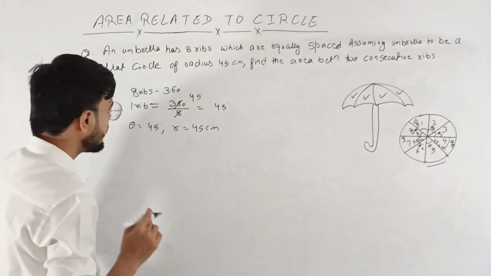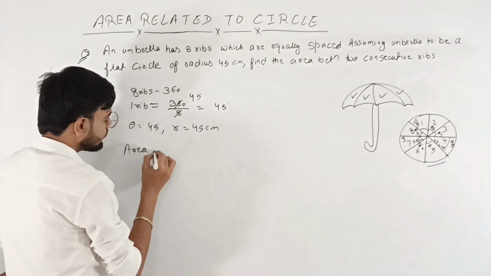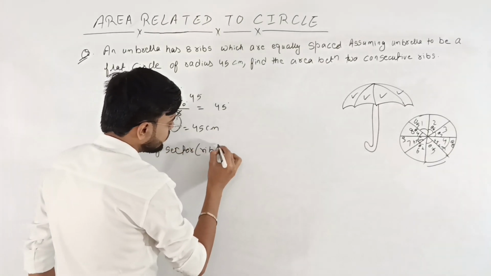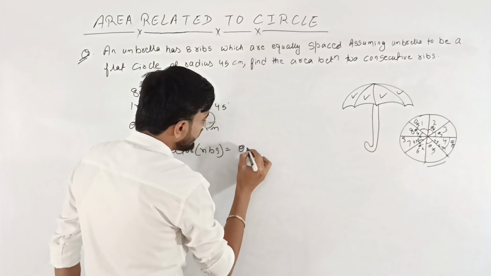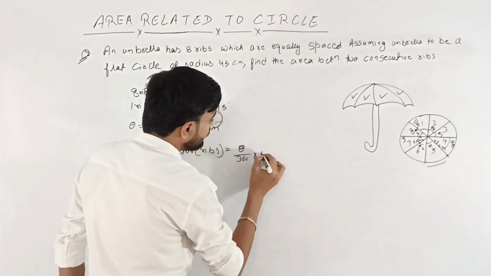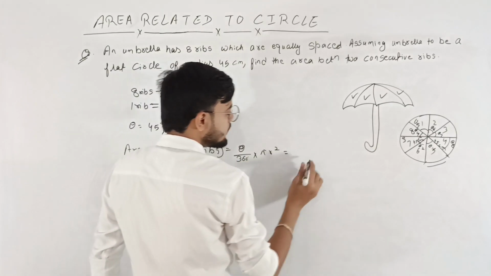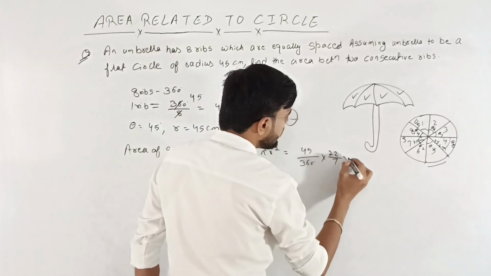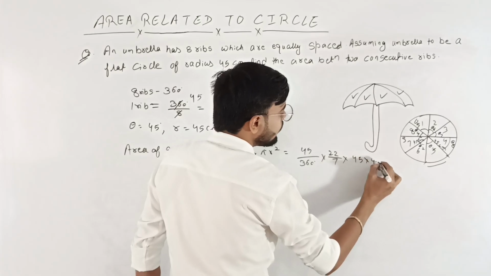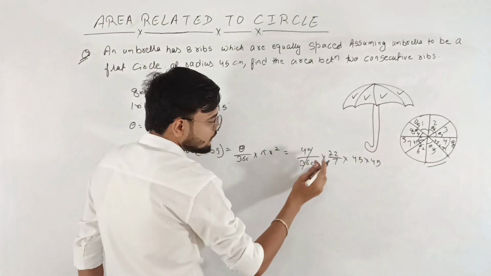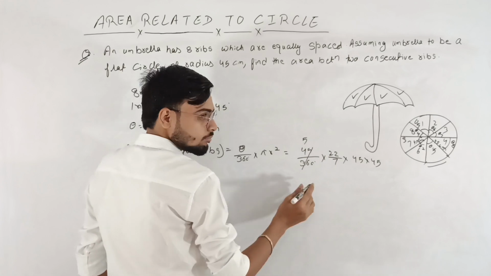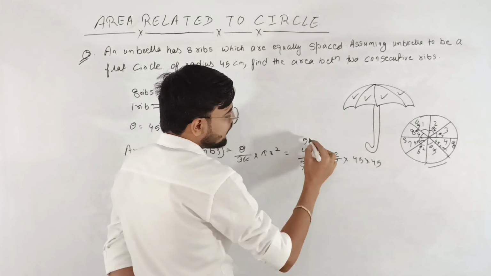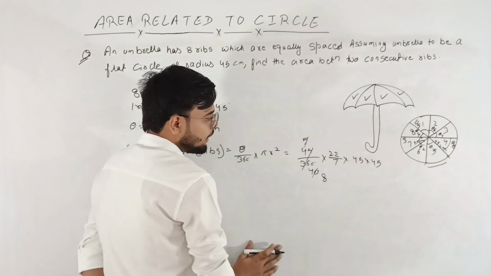Now we have to find the area. So what is the area of a sector? Theta upon 360 degree into pi r square. Now theta is 45 upon 360 degree into pi, 22 by 7, into r square. This is 45 into 45. Now this is cancelled. 9 5s are 45, 9 4s are 36. Now 9 5s are 45, 9 4s are 36. Now 5 8s are 40.